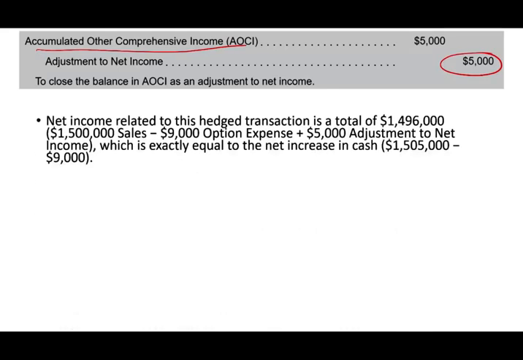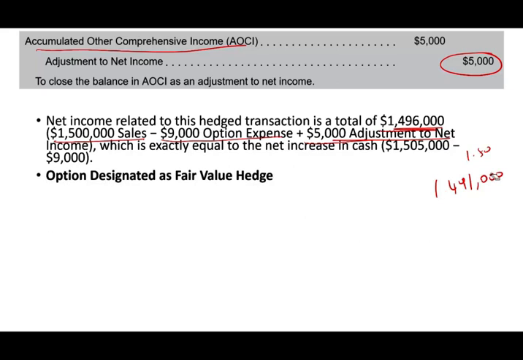So here's what happened. Net income related to this hedge transaction is 1,496. The sale is 1.5 million. We paid 9,000 for the option. Then we made $5,000 because we let the option expire and we exercised at a rate higher than $1.50. Because we were guaranteed 1,491, but if the price is higher than $1.50, we're going to get more. This is how the put option works.